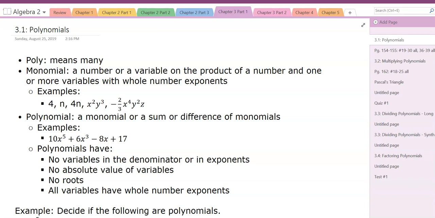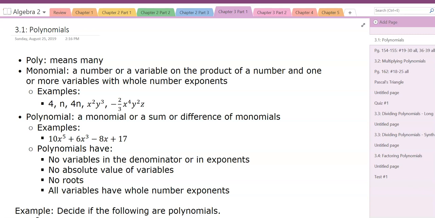So we're going to get started in chapter 3 today. I'm breaking chapter 3 into two parts. So similar to chapter 2, how it was broken into 3, we're going to kind of cut chapter 3 in half. And this whole chapter is going to talk about polynomials and how to work with them, how to multiply them, divide them, factor them.